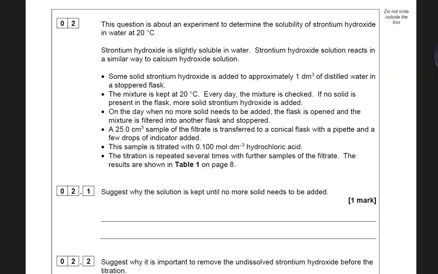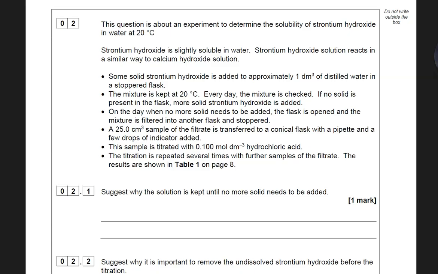A 25 cubic centimetre sample of the filtrate is transferred to a conical flask with a pipette and a few drops of indicator added. The sample is titrated with 0.100 moles per decimeter cubed of hydrochloric acid. The titration is repeated several times with further samples of the filtrate. Results are shown in table 1 and that is on the next page. We'll get to that. So what's going on here?